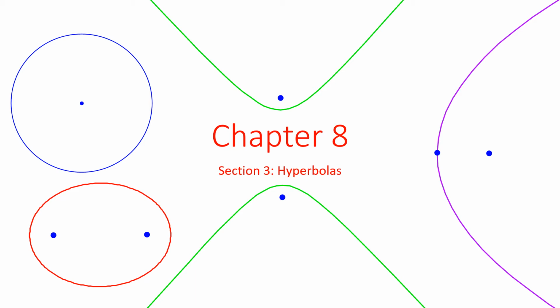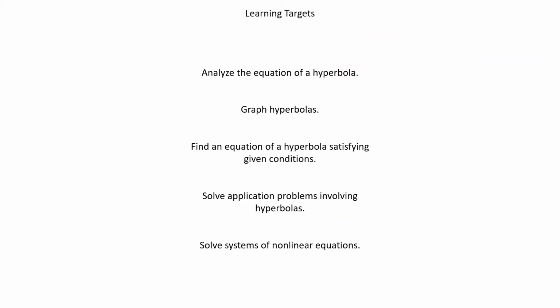This section we're going to look at the fourth type of conic section, which is the hyperbolas. They look like parabolas, kind of, but they actually have a lot more in common with ellipses, believe it or not. Our learning targets today: we're going to analyze the equation of a hyperbola, graph hyperbolas, find an equation of a hyperbola satisfying given conditions, solve application problems involving hyperbolas, and solve systems of nonlinear equations, which we actually did a little bit of last chapter.